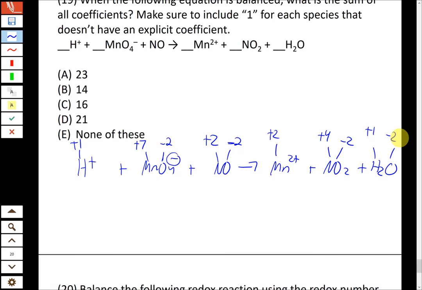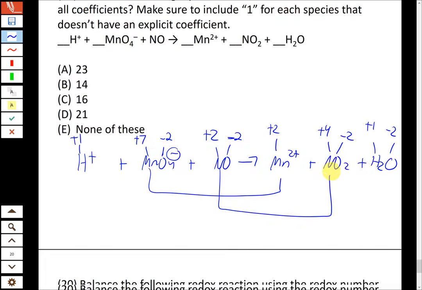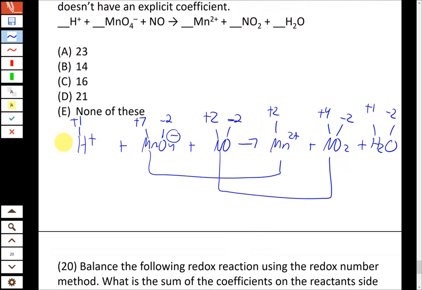All right, so those are all the oxidation numbers. And then when we balance the redox equation, what we start with is we find the reactants that are being oxidized and reduced, meaning that their oxidation number is changing between the reactants and the product side. We balance those first. So for manganese, it's going to go from +7 to +2. So that one is changing. And then nitrogen is going to go from +2 to +4. Okay, so those two are the ones that are changing.